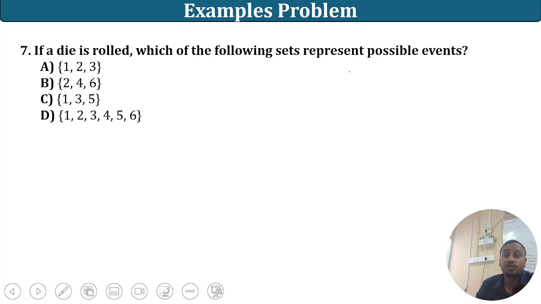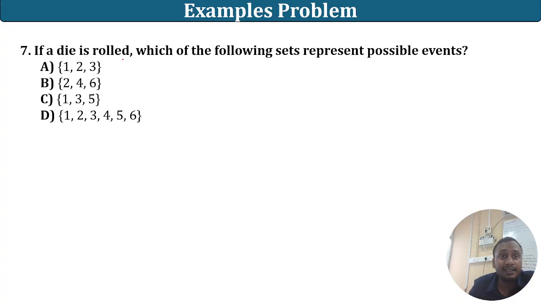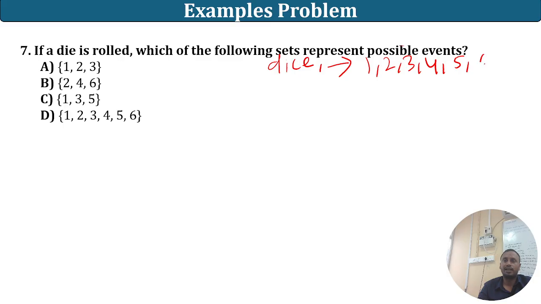Then the next question: if a die is rolled, which of the following sets represents a possible event? Can anyone tell? Whenever we roll a dice, we get one, two, three, four, five, six. So this becomes your sample space.